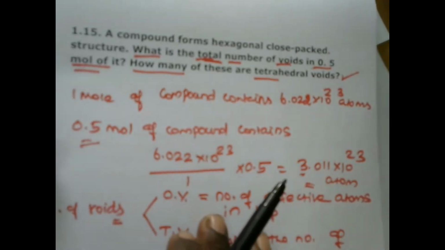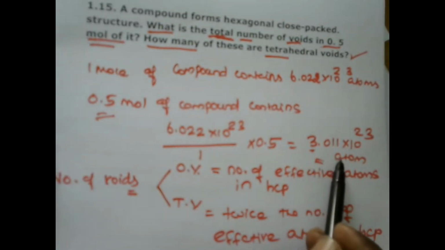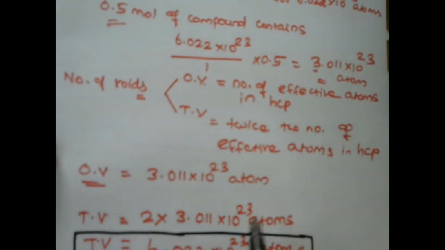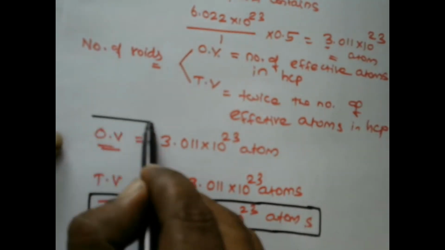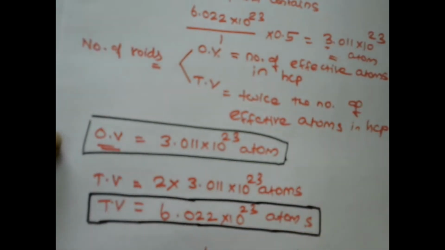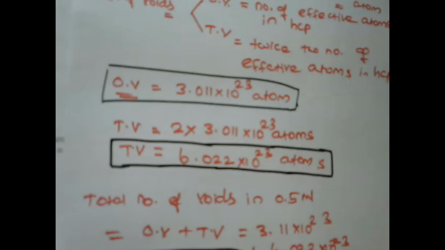And then the number of octahedral voids is equal to the number of atoms or spheres present in the compound. So we have found the number of atoms. So octahedral voids must be equal to that, and tetrahedral voids is nothing but twice the number of effective atoms in HCP. So octahedral voids as it is, and tetrahedral voids is 2 into the number of octahedral voids. So finally tetrahedral voids is identified and octahedral voids is also identified, and the total number of voids present in 0.5 mole, it's nothing but just adding the two, right? Got it?